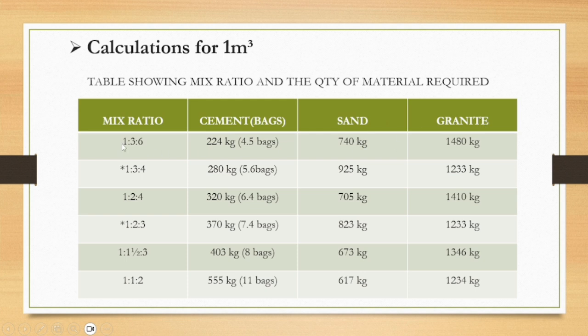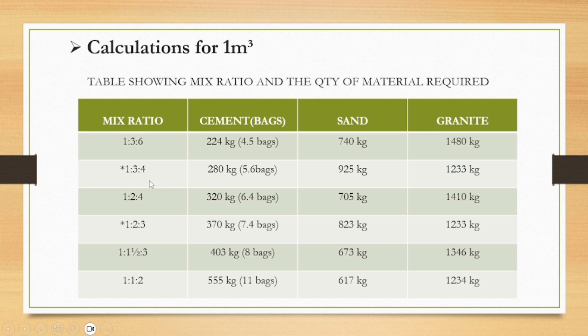So for 1:3:6 that I just did, I have 4.4 bags. I have this quantity of sand and I have 1480 as the quantity of granite.